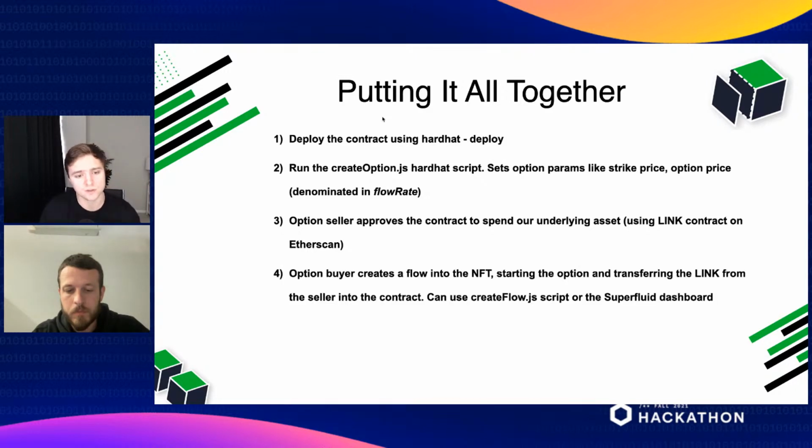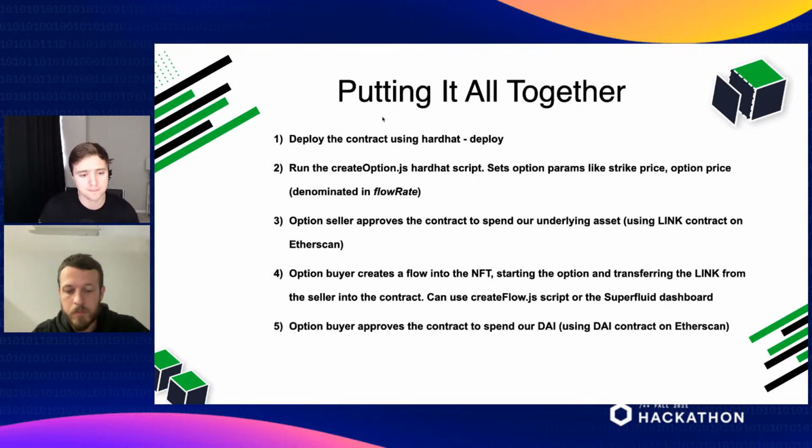network. The option buyer then created a flow into the NFT, our tradable cash flow option, which started the option and transferred the LINK from the seller into the contract, so it was held there in escrow. And you can use the create flow script that I have in the code example I gave you, or the Superfluid dashboard to create that flow.